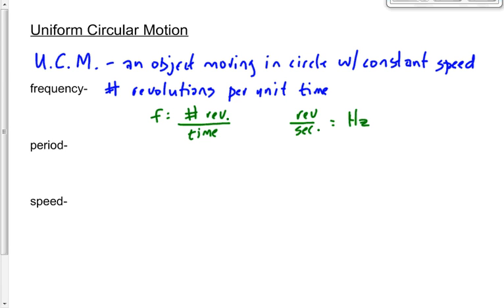When you turn on the radio, what radio station do you guys listen to now? 105.1? Okay, so Nick listens to 105.1. I don't even know what radio station that is.